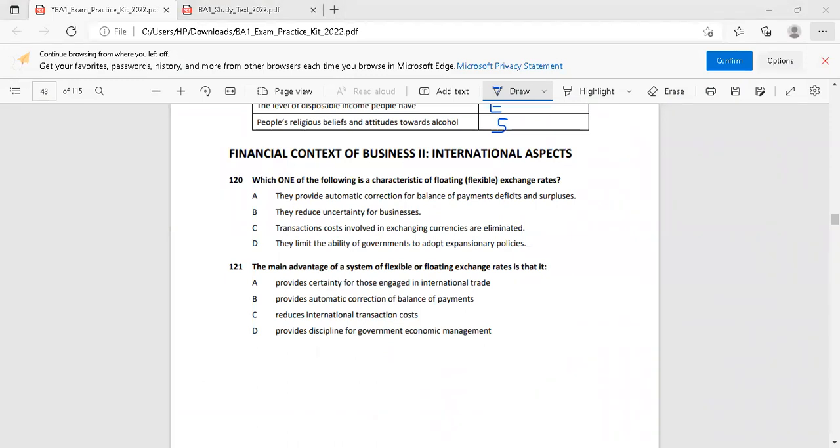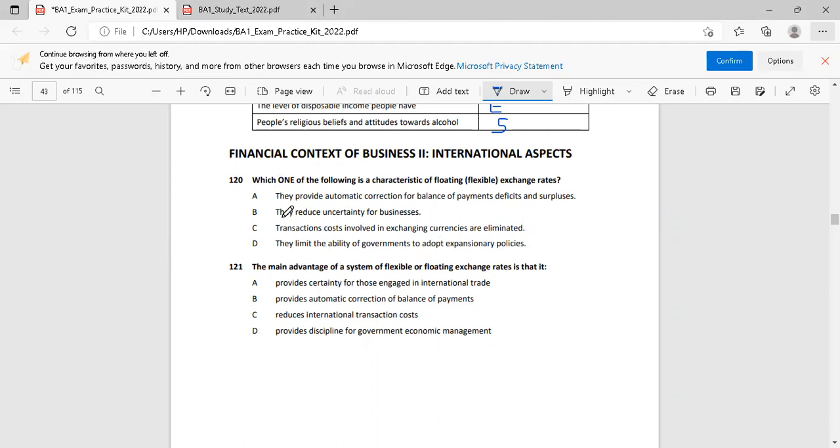Let's answer the questions. Which one of the following is a characteristic of floating or flexible exchange rates? They provide automatic correction for balance of payment deficits and surpluses. Then they reduce uncertainty for businesses. Transaction costs involved in exchanging currencies are eliminated. They limit the ability of government to adopt expansionary policies.